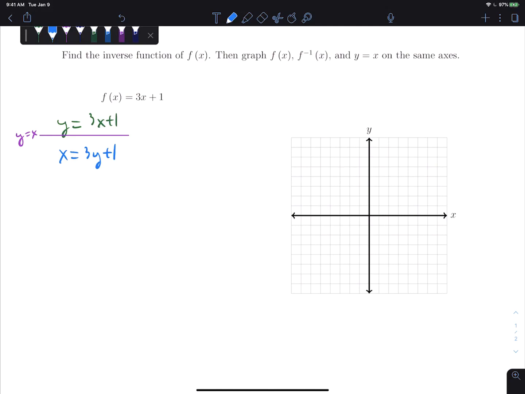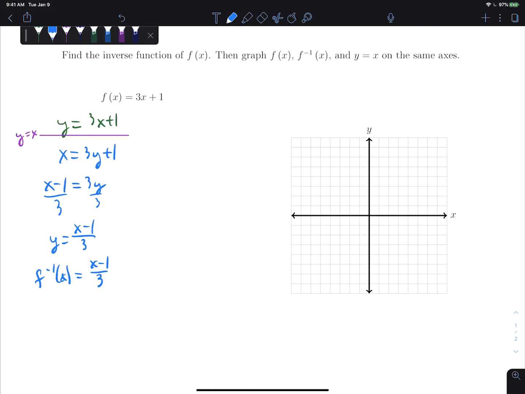Subtract 1 from both sides. So that's going to give me x minus 1 equals 3y. Then, of course, divide by 3 on both sides. So that gives me y equals x minus 1 all over 3. And here's the thing. This is technically the inverse function. This is f inverse of x equals x minus 1 all over 3.